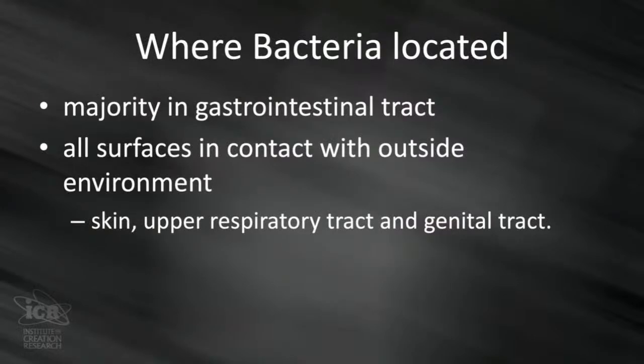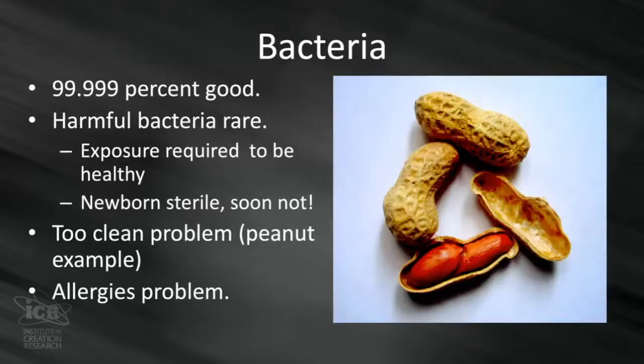Okay, where are bacteria located? It may surprise you that the human body has trillions of bacteria. The majority are in the gastrointestinal tract, and all surfaces in contact with the outside world, like the skin and the respiratory tract and the genital tract. These all are covered with bacteria. And the rest of the body is sterile. It should not have any bacteria. When it does, then the immune system is triggered.